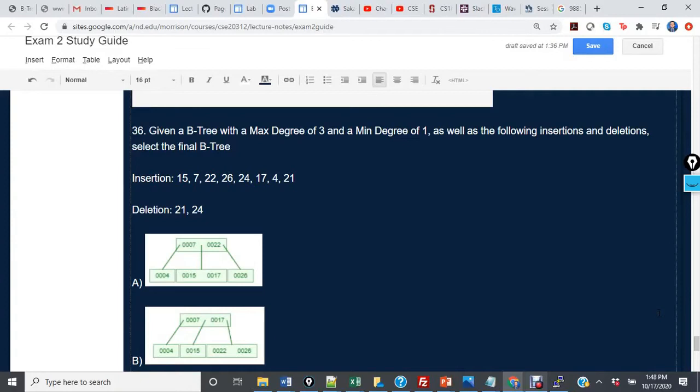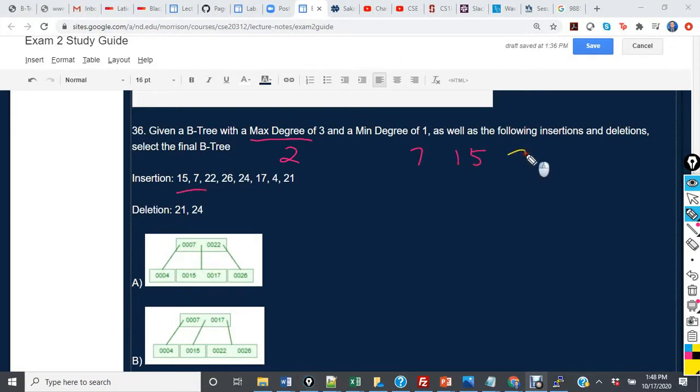Given a B tree with a max degree of 3 and a min degree of 1, as well as the following insertions and deletions, select the final B tree. So first, with a max degree of 3, that means we can contain 2 values and have at most 3 child nodes in any given B tree node. So the first step is just take the first 2 and put them in sorted order.